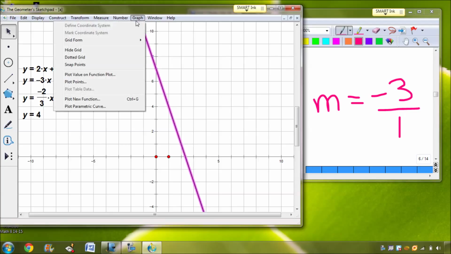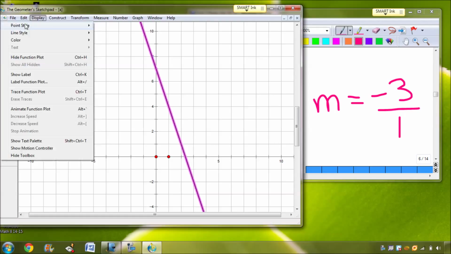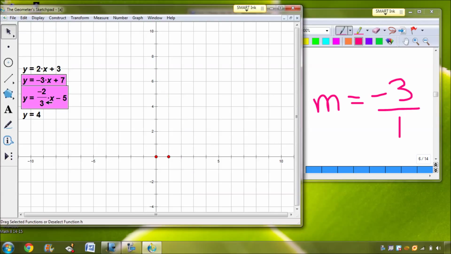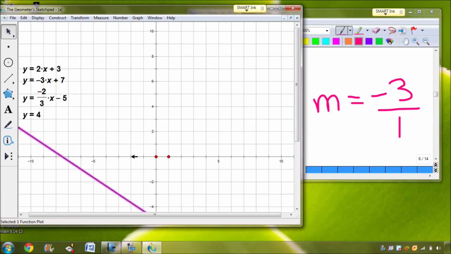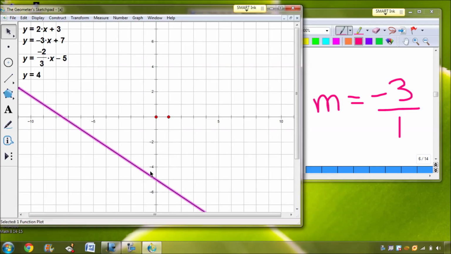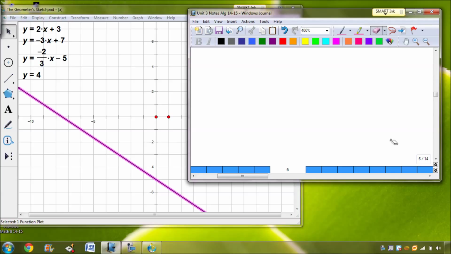So let's go ahead and look at this one right here. Let's graph that one out. So we're going to graph this function out, and let's see where it crosses the y-axis. Well, it crosses at negative 5, okay? And then the slope, the rise is down 2 and to the right 3 is the run, so it's negative 2 over 3. So here we can say, since the rise is negative 2 and the run is 3, that our slope is negative 2/3.